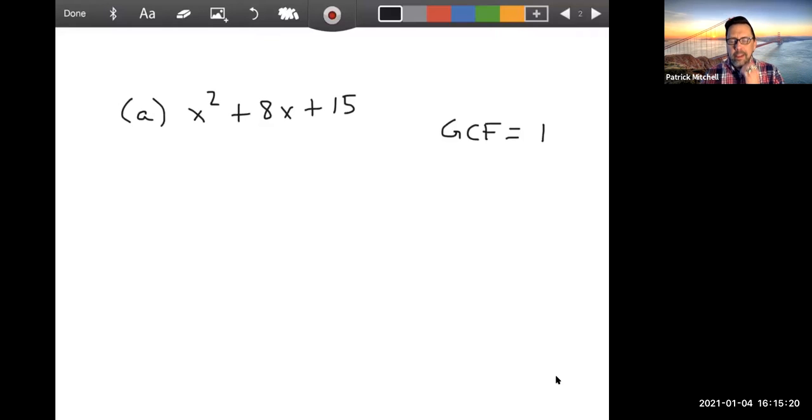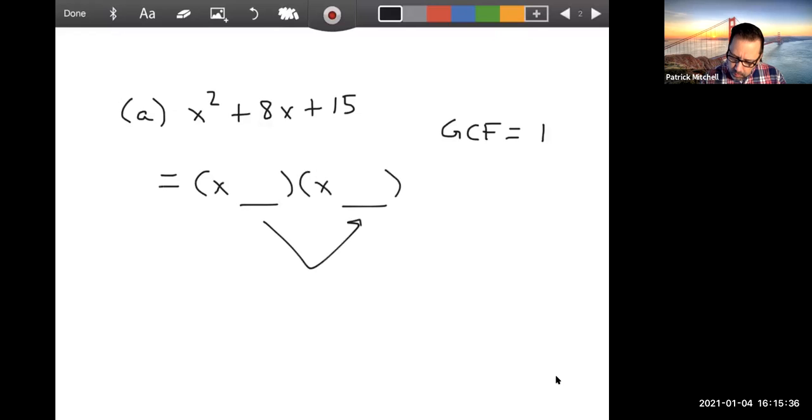So here's what I was talking about. When you have a trinomial whose leading coefficient is 1, what you do is you think to yourself, okay, this is going to be x something something, x something something. The mystery numbers that are going to go in those two spots need to add up to 8 and multiply to 15. So if you start by thinking about multiply to 15, because there are only a limited number of pairs of numbers that multiply to 15.